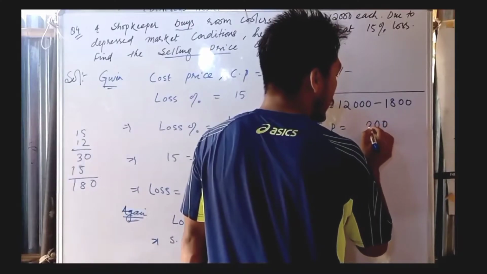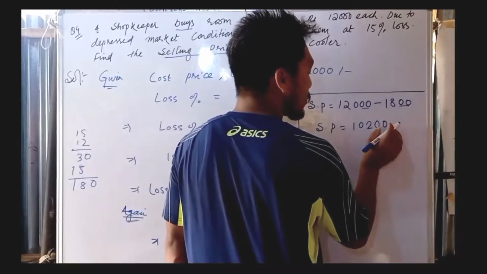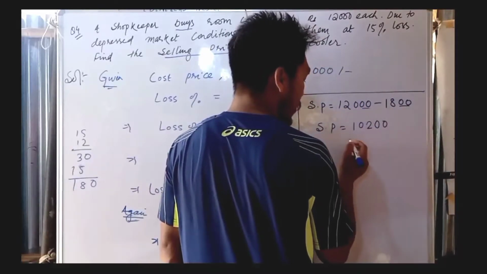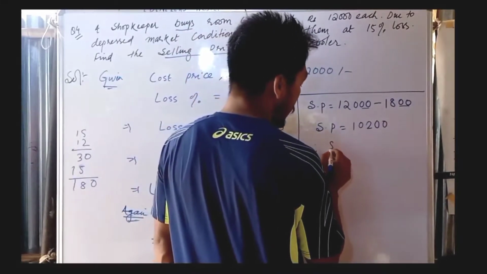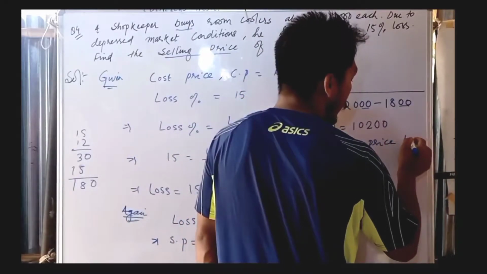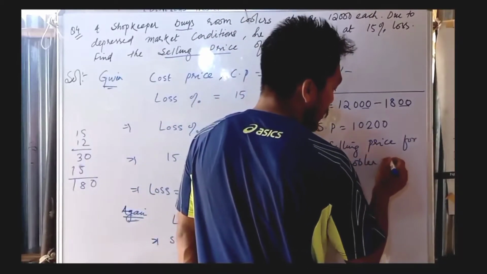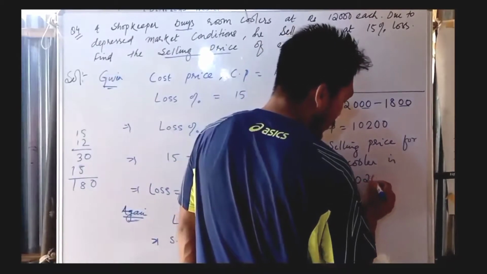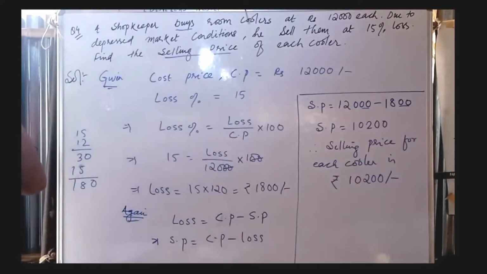So 0 and 0, it is 0. 10 minus 8 is 2. 1 minus 1 is 0. 1 again. So your answer is, therefore, the selling price for each cooler is rupees 10,200. 10,200 is the selling price. So you can note it down, take the screenshot and note it down.